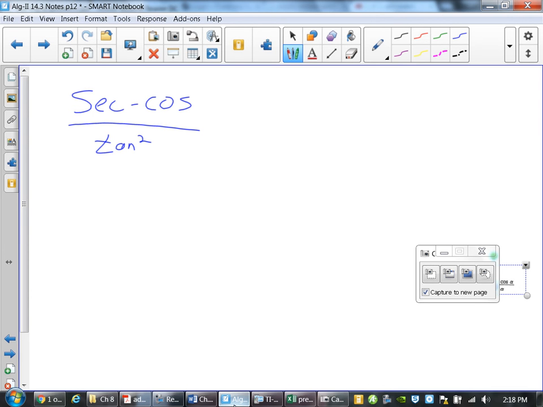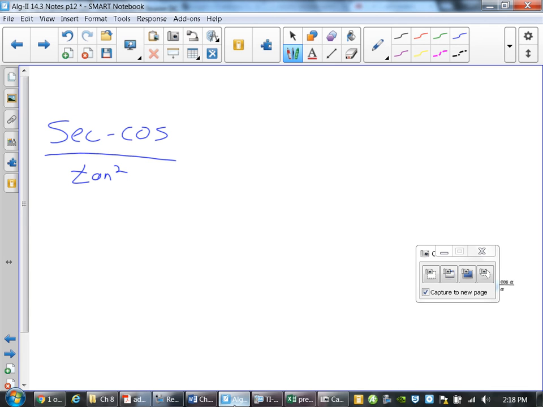Since I have subtraction in the numerator, I can create a common denominator and write it as one giant fraction. So automatically, I'm going to rewrite secant as 1 over cosine. It's the reciprocal. So if I'm looking at just the numerator here, I have 1 over cosine minus cosine over 1. What's the common denominator? Cosine.